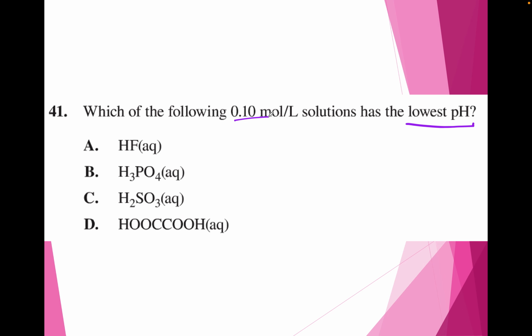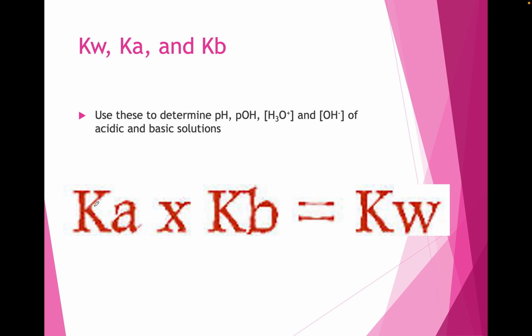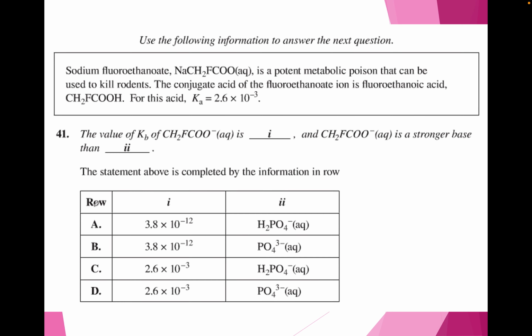So I found HF, it's kind of midway down page 8. Then you have H3PO4, which is higher. So this one would have a lower pH. Gonna keep going. This one's higher. This one's the highest. So D would have the lowest pH. Similar question to the other ones. We've talked about that, so we'll skip that one.